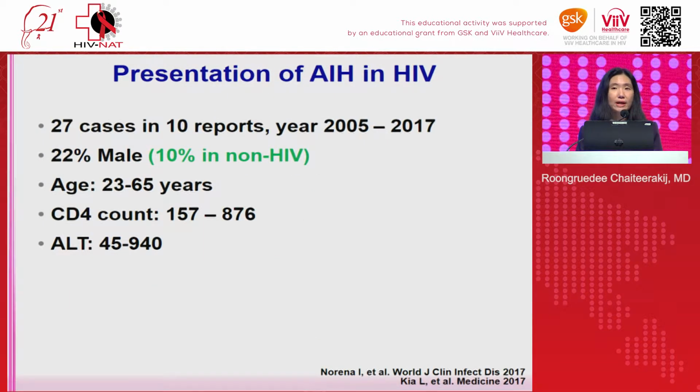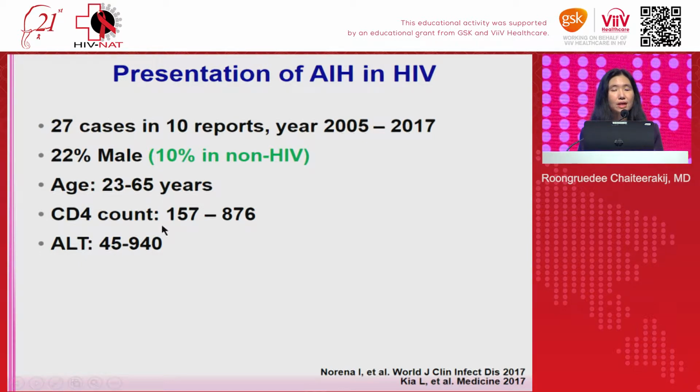The presentation of AIH in HIV-infected patients, I'm going to present to you the report from 20 cases during the past 10 years. Most of the patients were female, only 20% were male. And I would like to point out that 20% is actually higher than the general population. In non-HIV patients, only 10% of AIH patients were male. The age at diagnosis of AIH in HIV-infected patients varies, ranging from 20s to 60s.